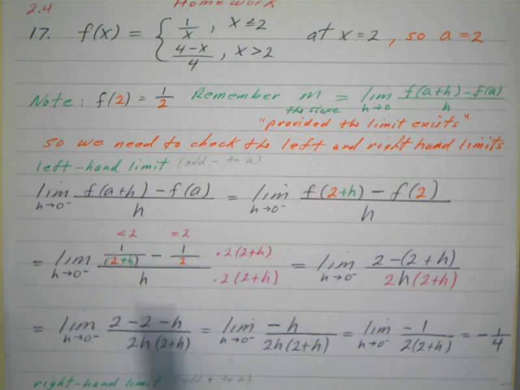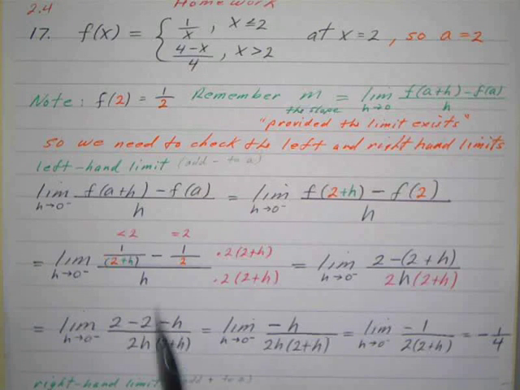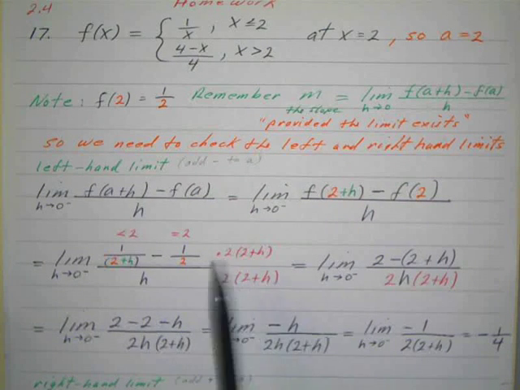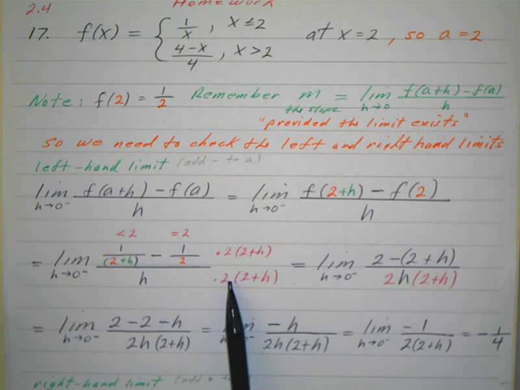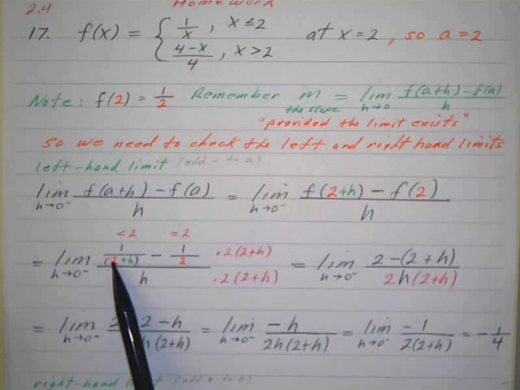And now I just have to simplify this. So this is a little bit more complicated. This is one of those just-do-it problems where you have to get rid of the complex fraction. So I multiply the top and the bottom by the least common denominator. So if I multiply this times the first term, what cancels?